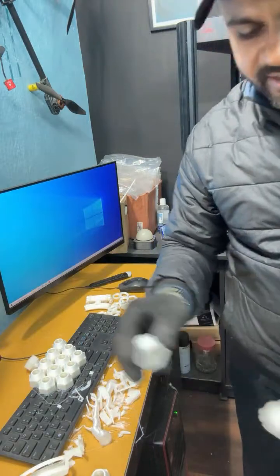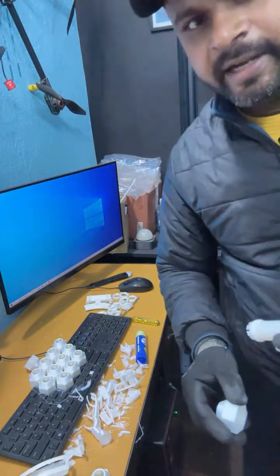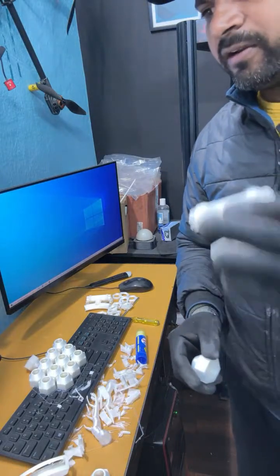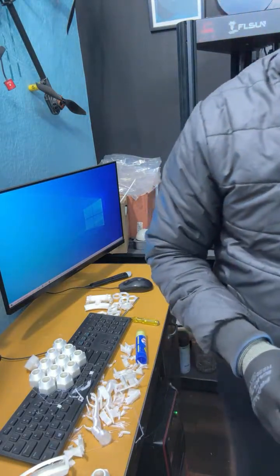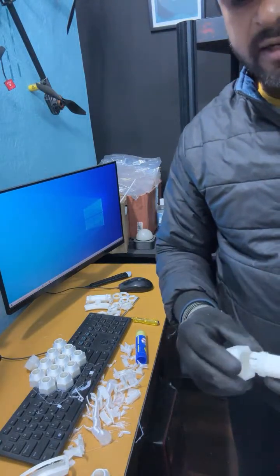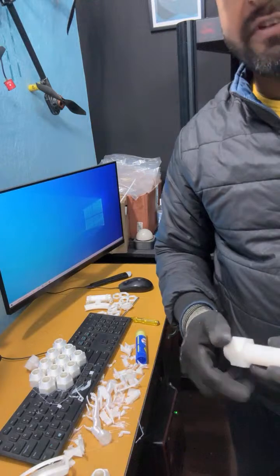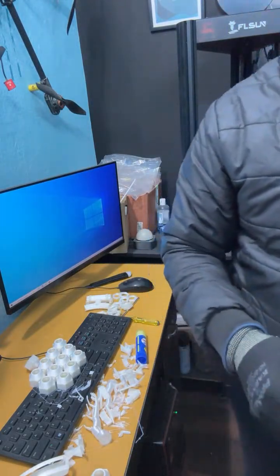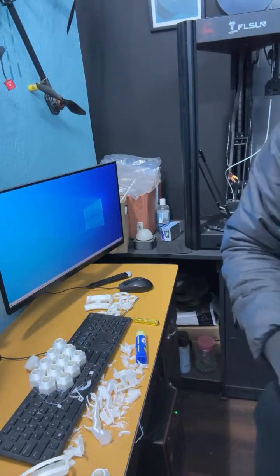So if you are designing something or making something for 3D printing, you have to be very sure what kind of 3D printing technology you are going to use, and your 3D printer's capabilities also, like how much tolerance your 3D printer can maintain. So these things are really very important.